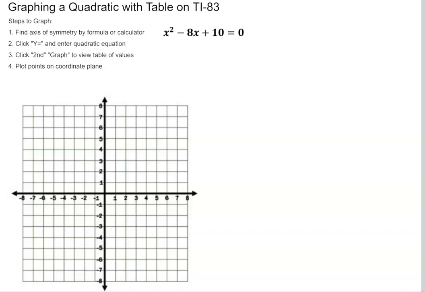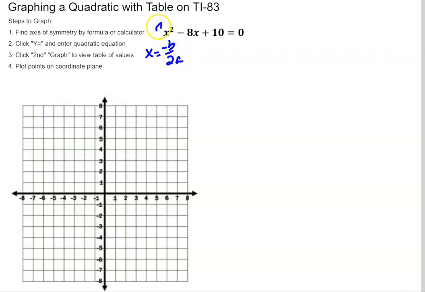In this video, I'm going to show how you can graph a quadratic using the table feature on your TI-83. So steps to graph. Step 1, you need to find the axis of symmetry either by the formula or using your calculator, the table in your calculator. The first step I'm going to show is using the formula x equaling negative b divided by 2a.